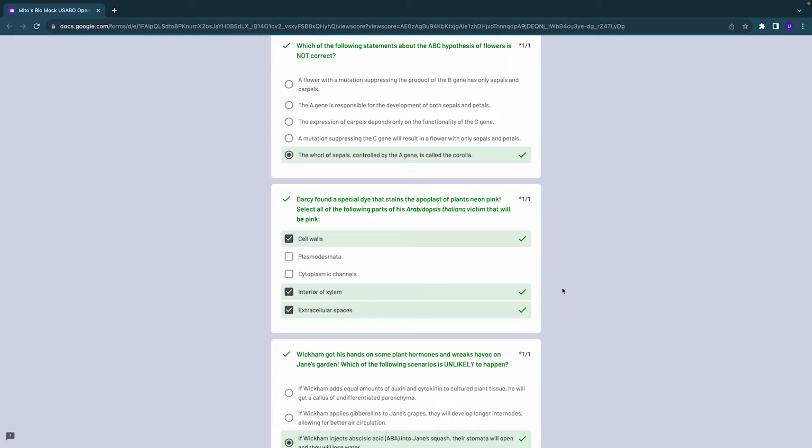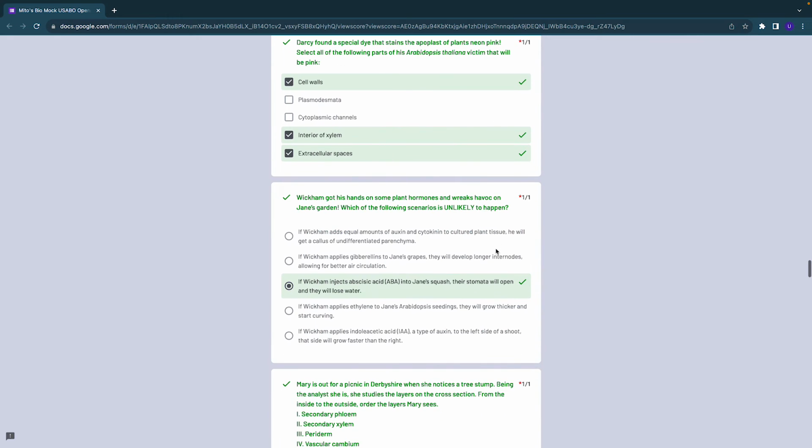Okay, so we're just looking for parts that are the apoplast. So cell walls, interior of xylem, extracellular spaces. Apoplast are basically things that are quote unquote dead. Plasmodesmata, cytoplasmic channels, those are very much sort of alive in comparison, whereas cell walls, interior of xylem, extracellular spaces, those are kind of empty and associated with kind of dead cells or just lack of cell. So yeah, that's what the apoplast would be.